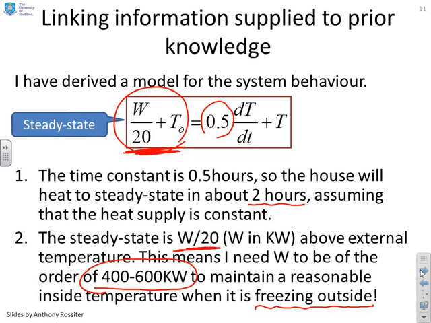I've used what I know about first order systems, I've plugged in the data, and then I've added a bit of common sense, a bit of engineering. I've said, I know what I want the internal temperature to be. If I bring this into the problem, I can create a new piece of information, and here's the new information. So the boiler needs to be of the order of 400 to 600 kilowatts.